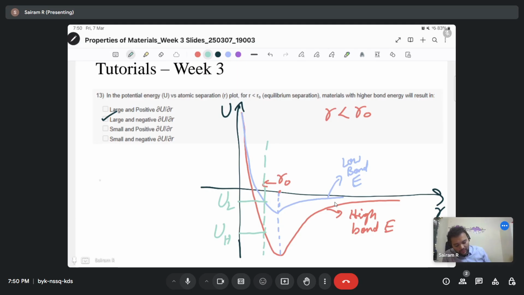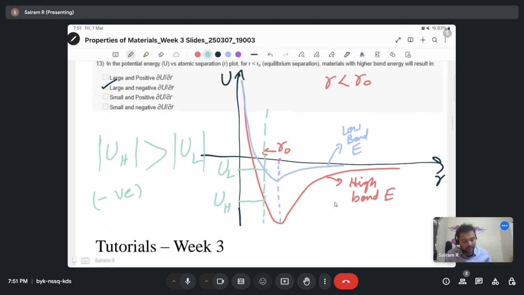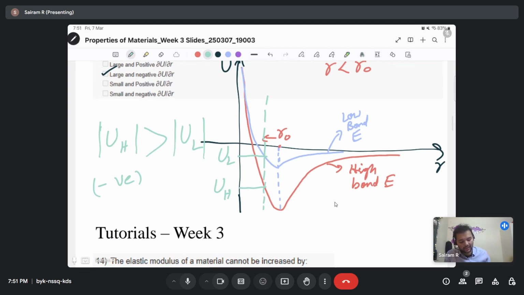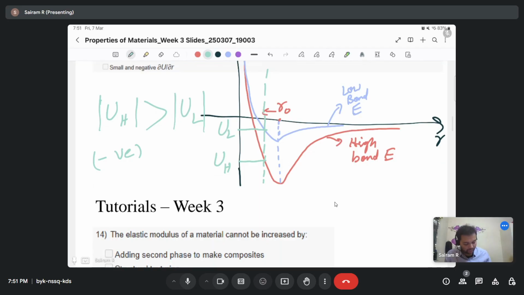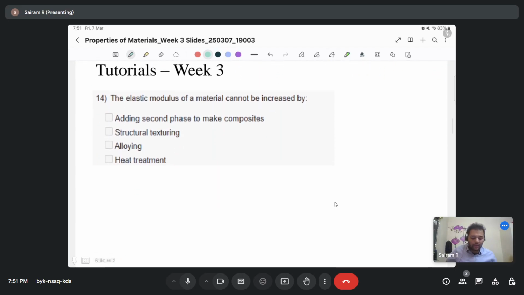We can see that the modulus of UH is greater than UL, right? So if I don't consider the negative sign, then UH is going to be far greater than UL because of the nature of the curve. And as we all know, both these values are negative. So the correct option is going to be large and negative dU by dR. The slope of these is extremely negative, large and negative. Okay.